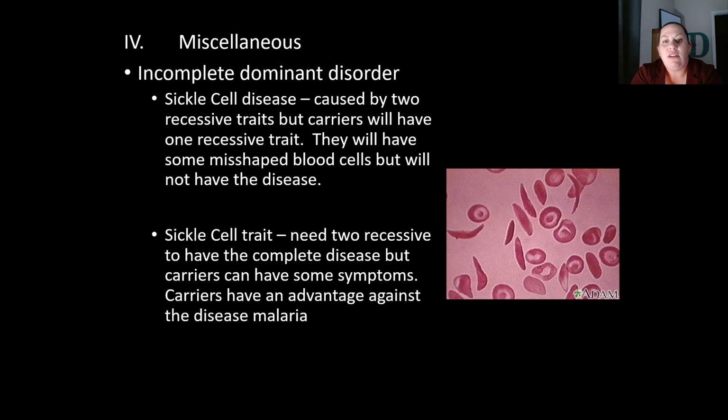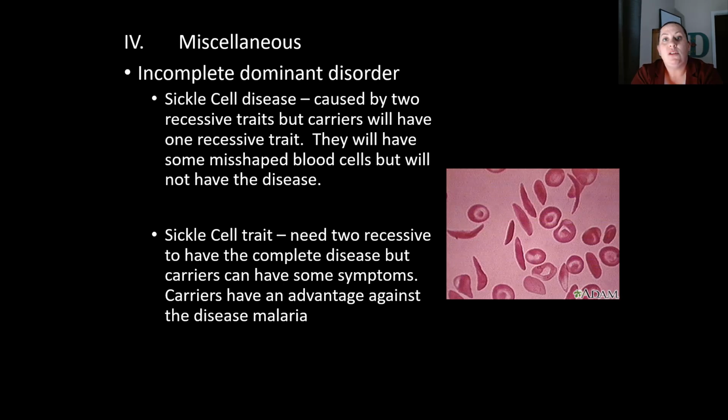The sickle cell trait, you need 2 recessive to have the complete disease, but carriers can have some of the symptoms. Carriers, though, have an advantage against malaria. Now, guys, sickle cell is actually more common in individuals who have African descent, or Mediterranean descent. Now, there's a reason for this. In that area of Africa and the Mediterranean, they have mosquitoes who carry malaria. And in some of those countries, malaria is a death sentence because they don't have modern treatment for it.